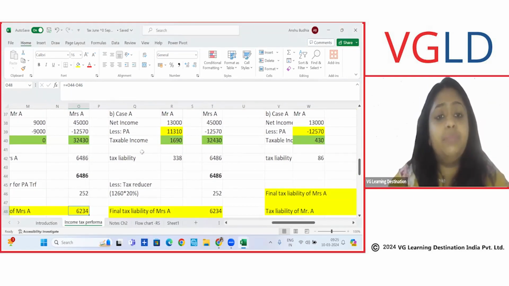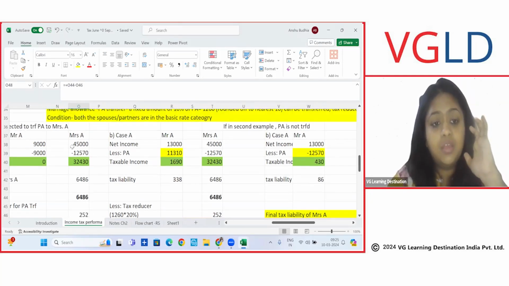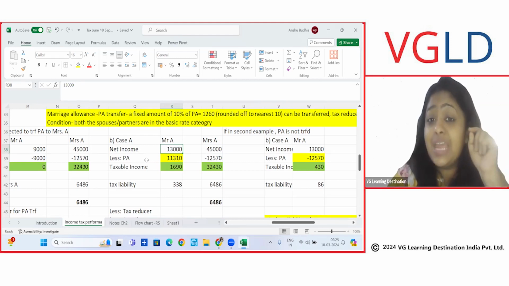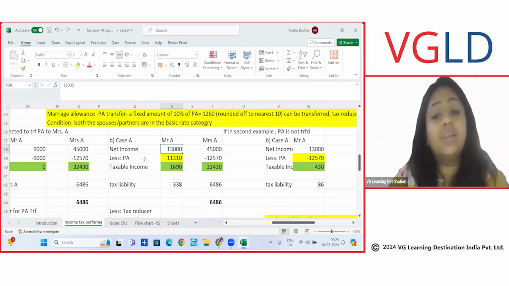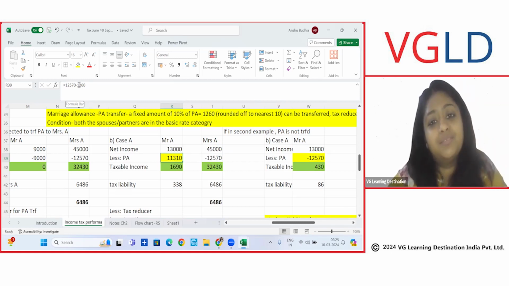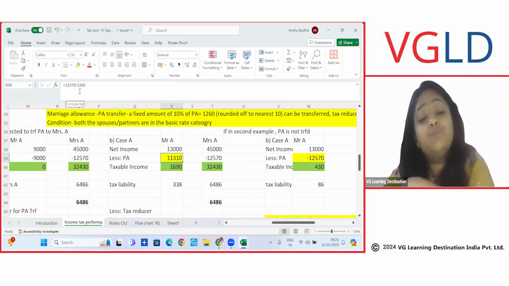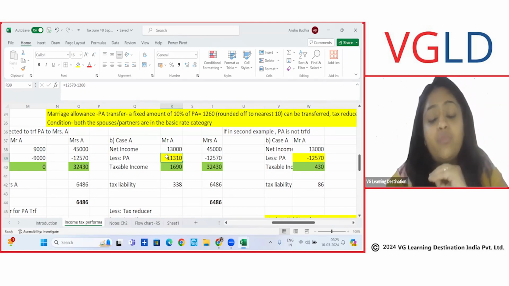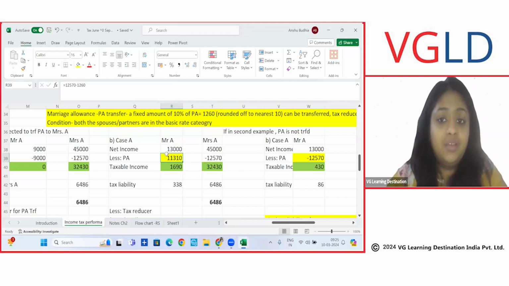Okay, now second case, I'm taking an example where Mr. A has again elected to transfer. In both the cases, Mr. A has elected to transfer. Now please see, his income is beyond 12,570. But since Mr. A has made the election, he cannot claim full PA. How much PA is available for him? 12570 less 1260. Why? 1260 is transferred to Mrs. A. So Mr. A will not get full PA, he will get 11310 only.